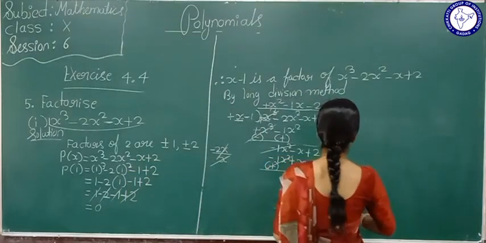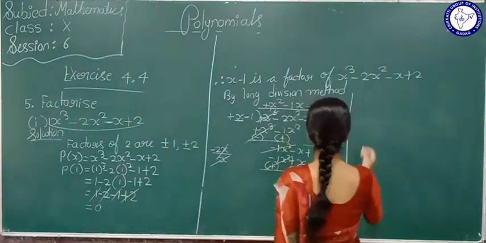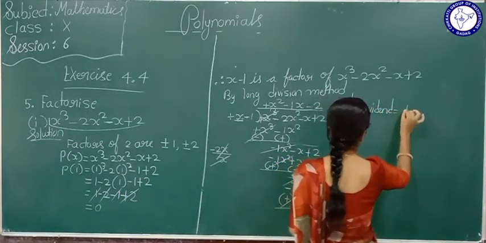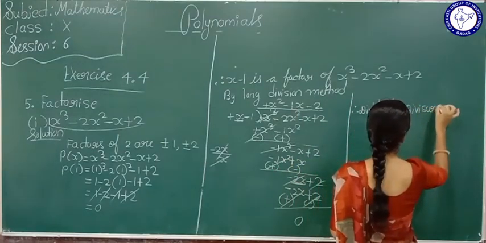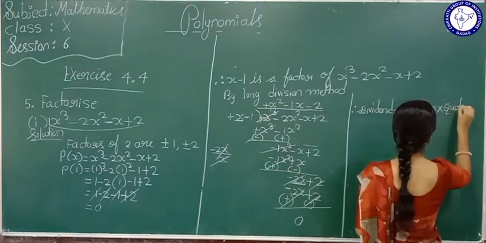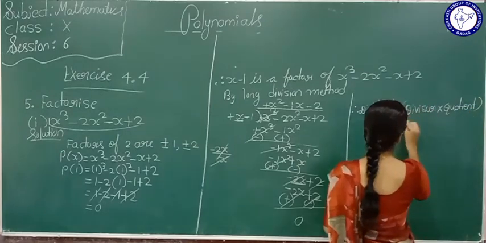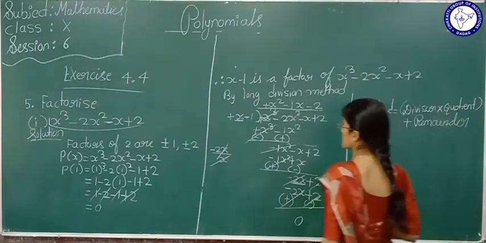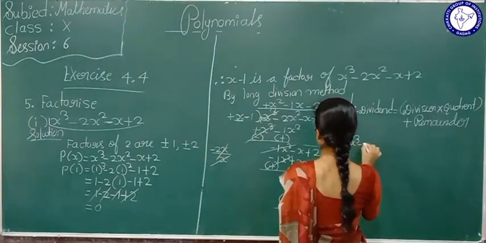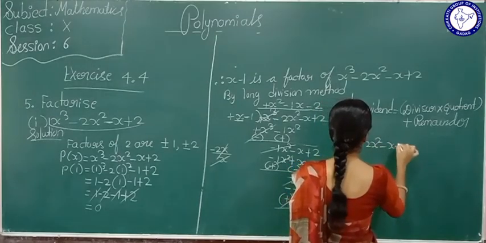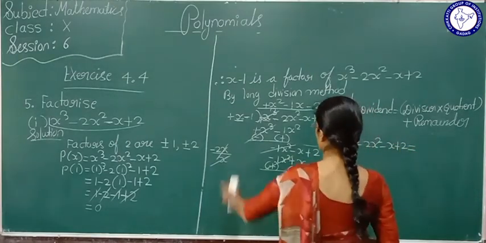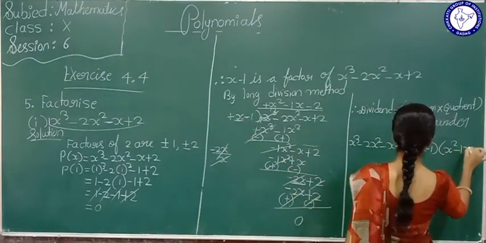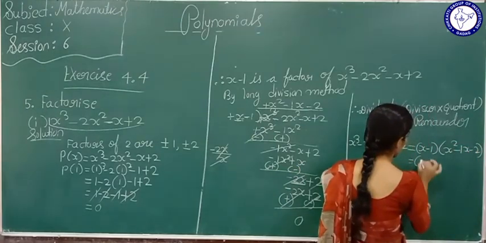Now see here, what we can write: dividend is equal to divisor into quotient plus remainder. What is the dividend? That is x cube minus 2x square minus x plus 2. What is the divisor? x minus 1. What is the quotient? x square minus 1x minus 2. So it will be x minus 1 times that.